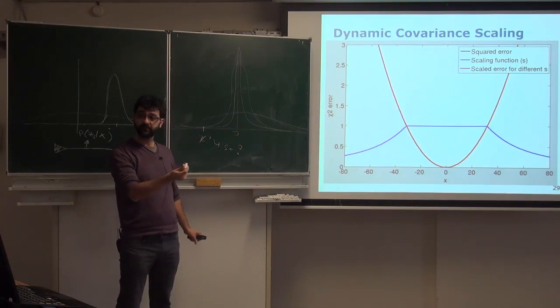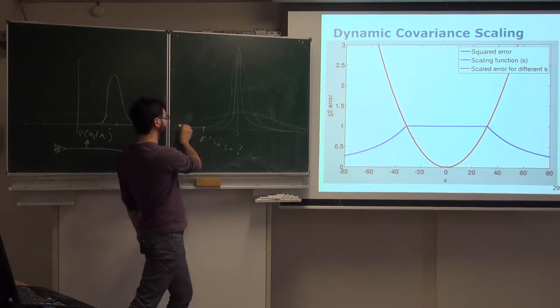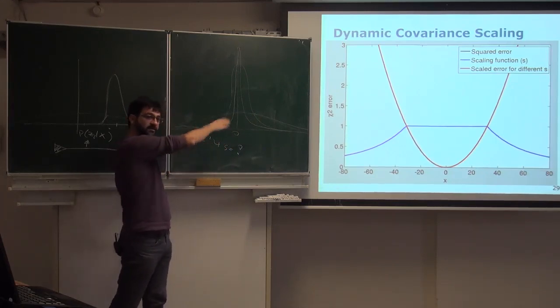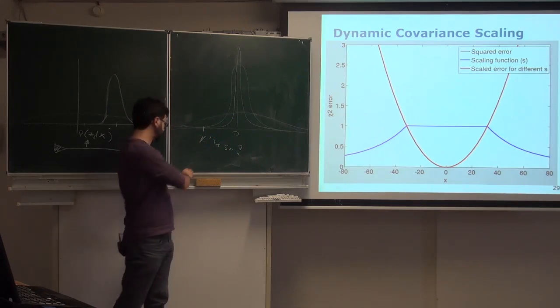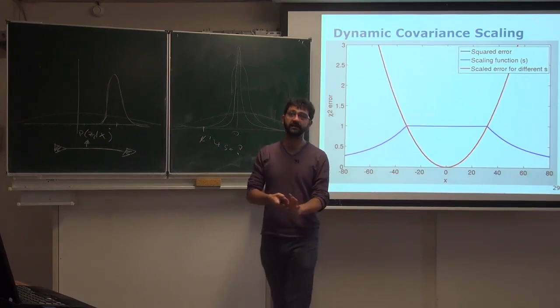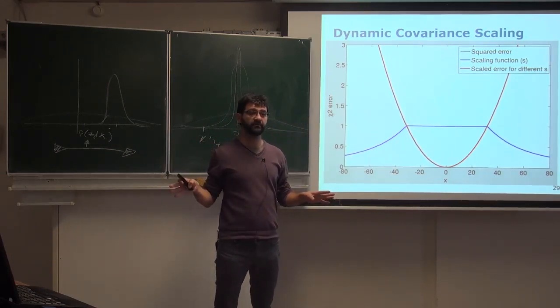Okay? It's the same as we did before with two cases. It's just that now we have an infinite number of cases and we are at the continuum level deciding which one is the right one. Okay? So that's what this dynamic covariance scaling does. Any question on that? Is it clear?